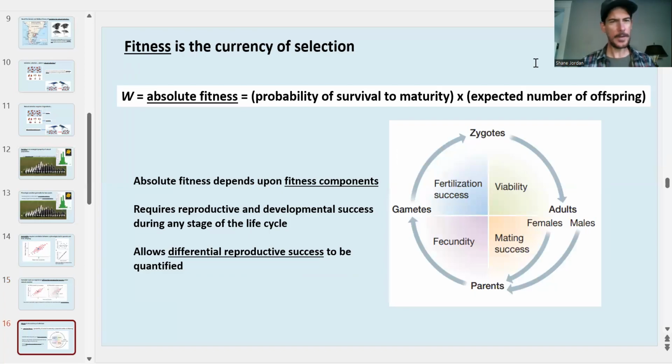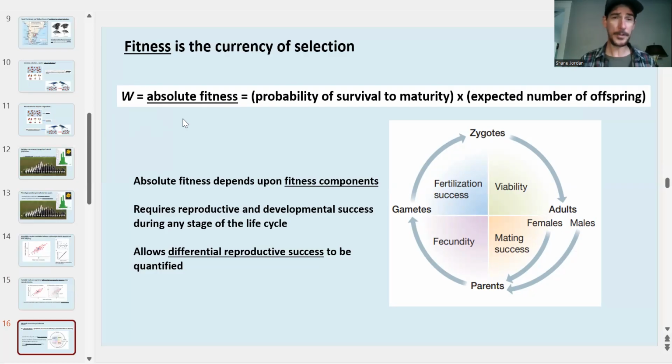So we talked a little bit about this thing called fitness. Effectively, fitness is really the currency of natural selection. It's the basis upon which natural selection is operating. And we can talk about fitness in a couple of ways. The simplest way to talk about it is in the context of something called absolute fitness, which is signified by the letter big W. Absolute fitness could be quantified in different ways, or there could be different proxies, if you will, for how we quantify absolute fitness.